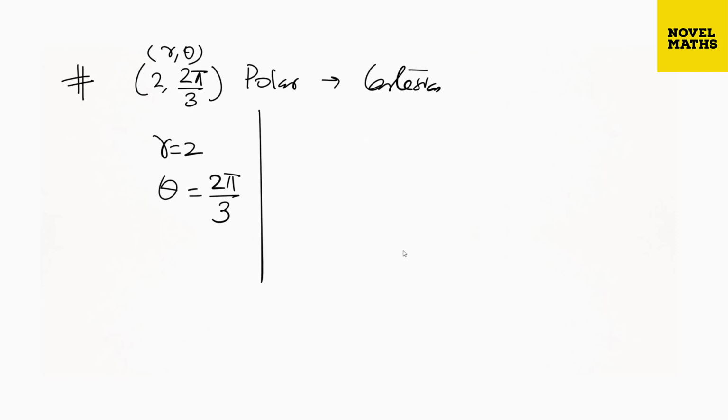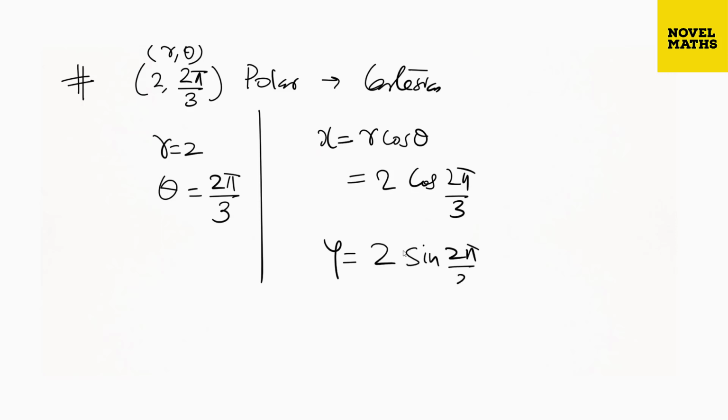As we are covering basics, obviously we need to cover one basic question. X is r cos theta. R is 2, and cos 2 pi over 3. Y is r sin theta, so 2 sin 2 pi over 3. And 2 pi over 3 is what? This is 2 cos of 180 by 3 times 2, which is 120 degrees, right? 360 by 3 is 120, and 2 sin 120.